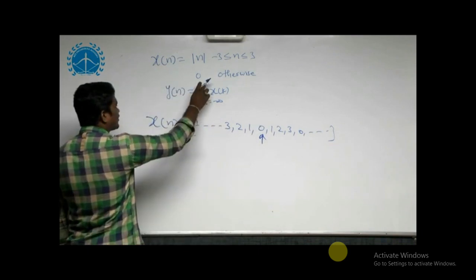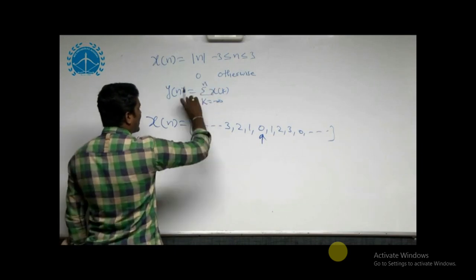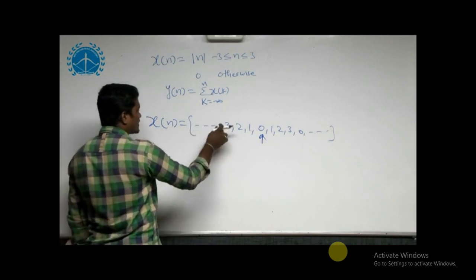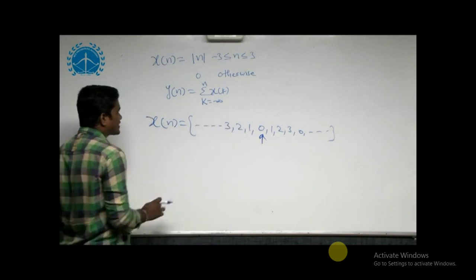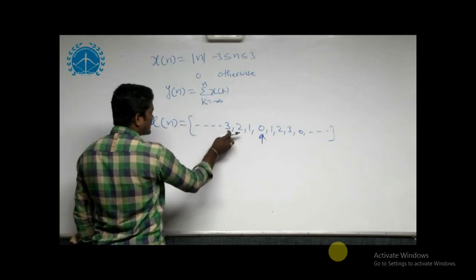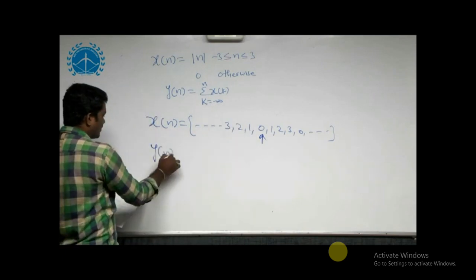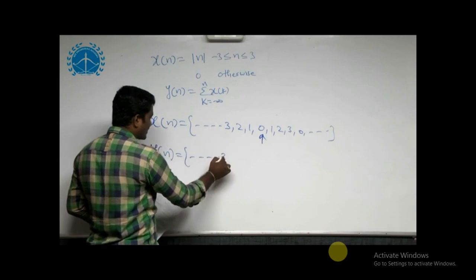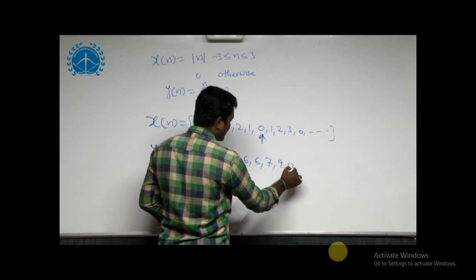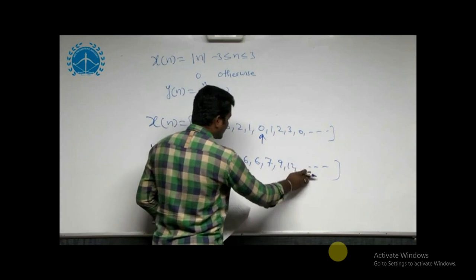If I substitute n equal to minus 3, what is the value it is going to give? From minus infinity to minus 3, we have to add all the values of x of k. Only this signal is existing, remaining all are 0. So 0 plus 0 up to so on plus 3 is 3. So at minus 3 you are going to get 3. If I substitute minus 2, from minus infinity to minus 2, minus 3 is existing, minus 2 is existing, so 3 plus 2 is 5. Like that, add all the values, then y of n you are going to get is up to so on, 3, 5, 6, 6, 7, 9, 12, up to so on, 12, up to so on.